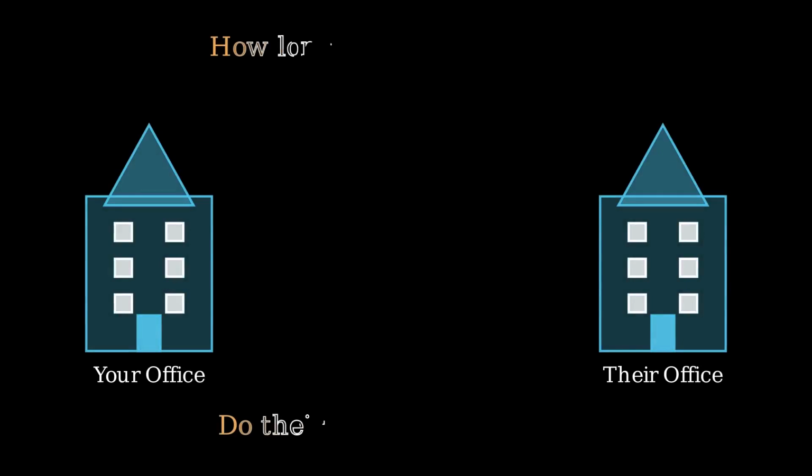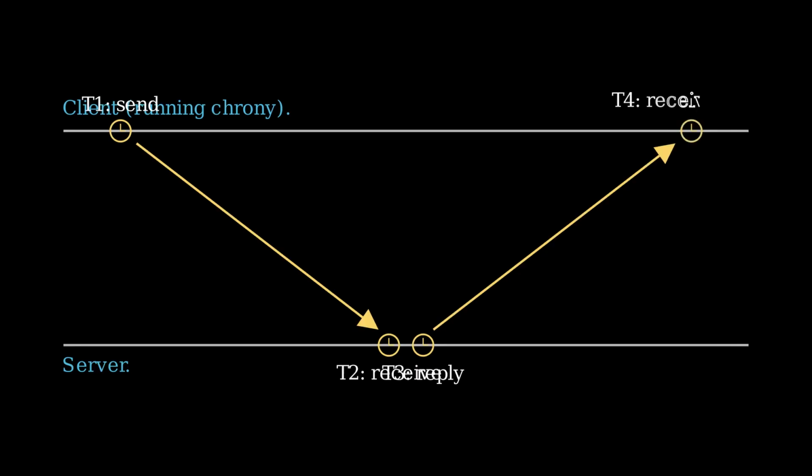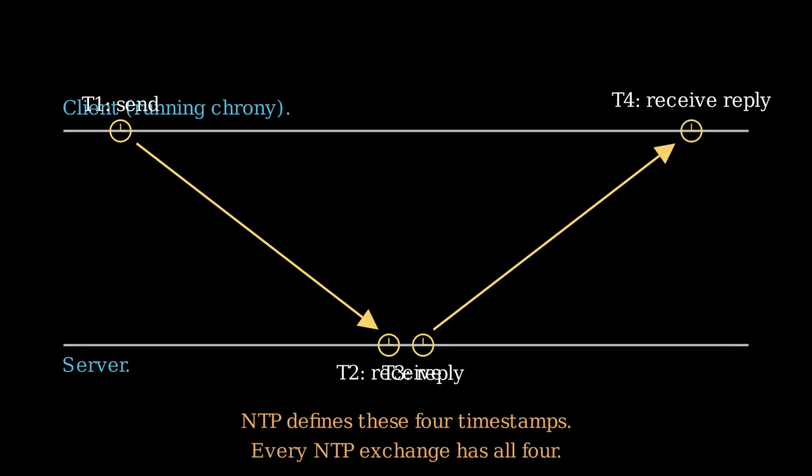Picture sending a courier package to another office. You note when you sent it, they note when they got it, and when they sent it back. You note when you got the reply, 4 times. NTP works the same way. 4 timestamps per exchange. T1 when the client sends its request, T2 when the server receives it, T3 when the server sends its reply, T4 when the client gets it back. This is the protocol, not Chrony specific.